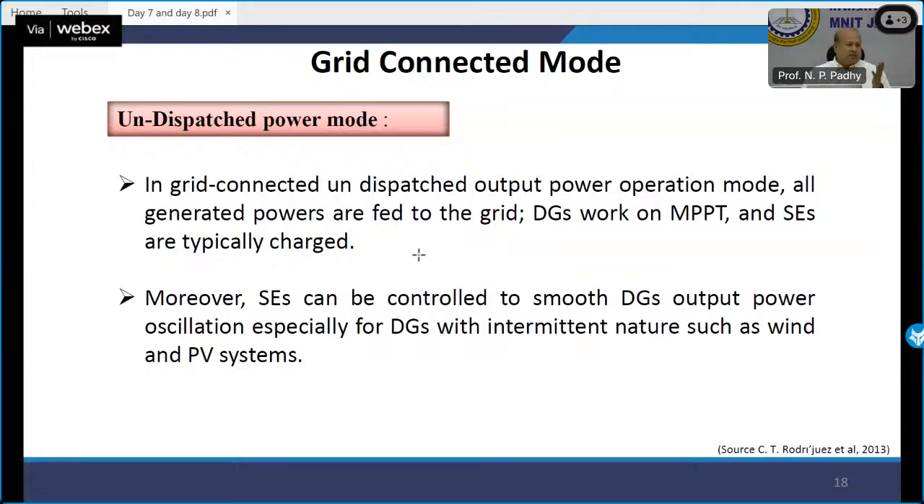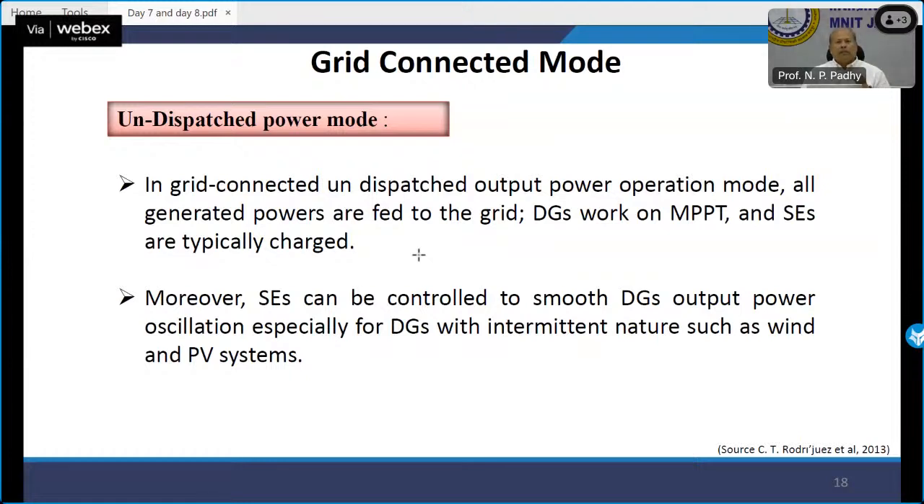That means you just generate and push it. There is no control, no strategy. Okay. DGs work on MPPT. You have actually forced your distributed generations to extract the maximum power. And then storage SCs are typically charged.